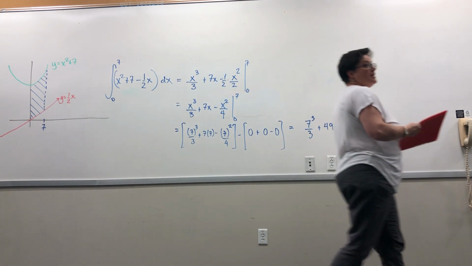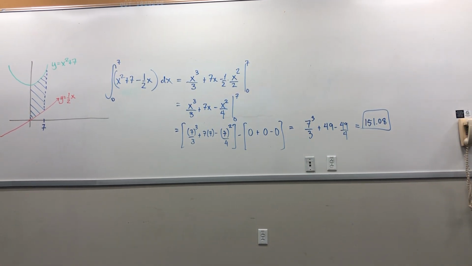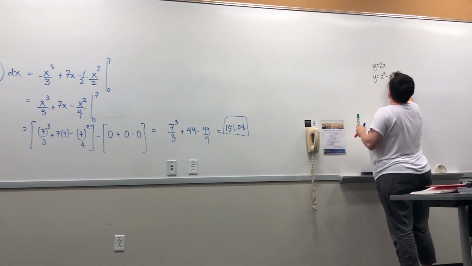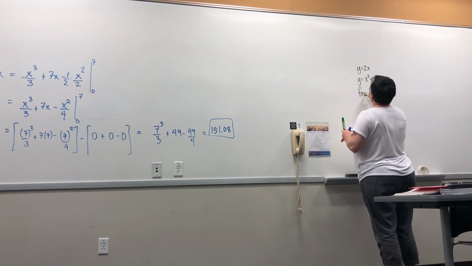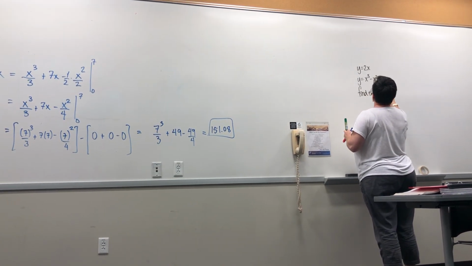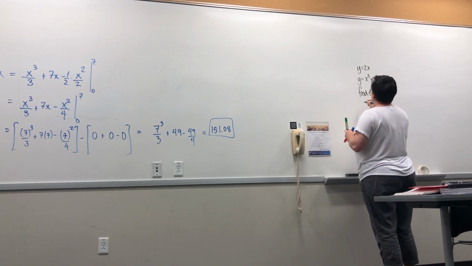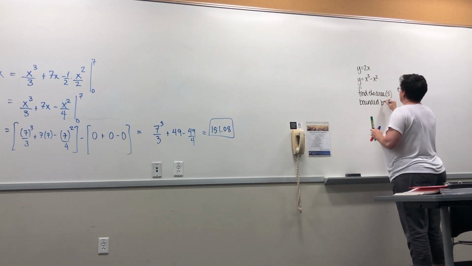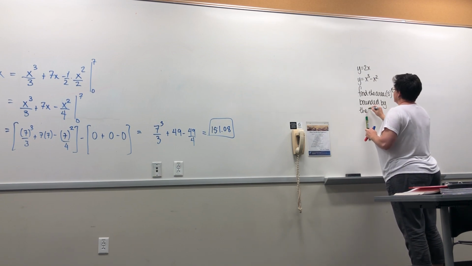This time I'm going to give them to you without a picture. So I'm going to give you y equals 2x and y equals x cubed minus x squared. Find the area bounded, and this could be area or areas, bounded by the 2 functions.